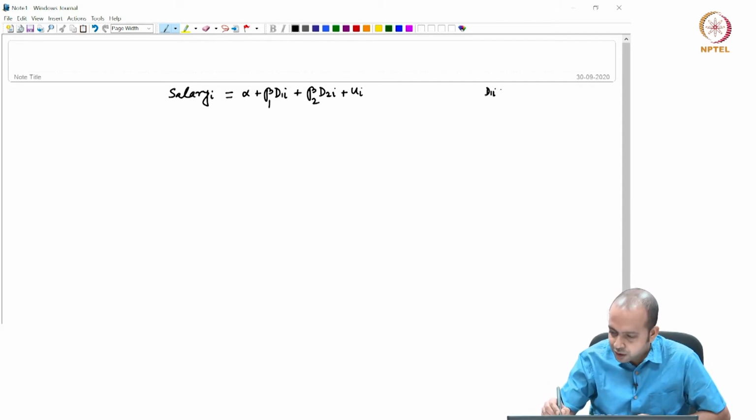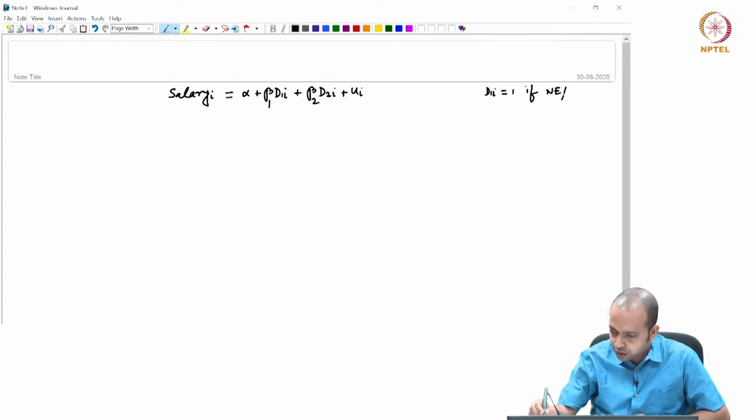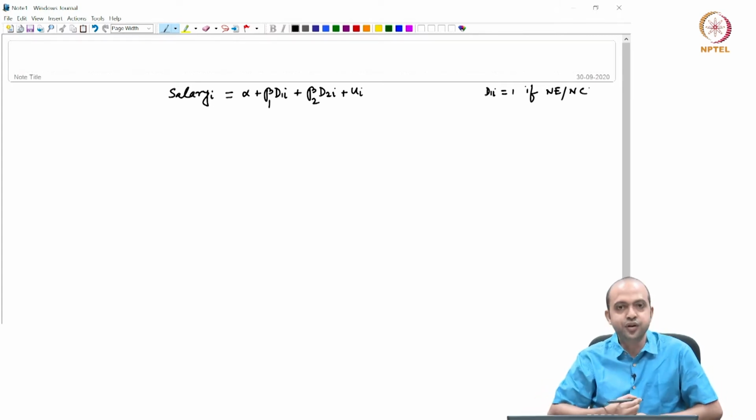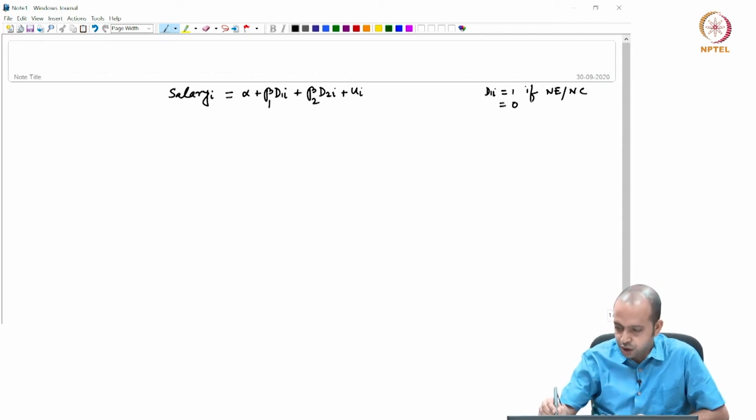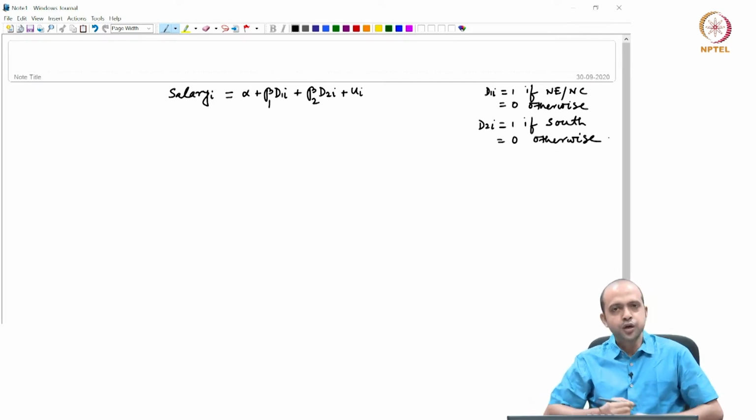D1i equals 1 if the particular ith state belongs to the northeast or north central region, 0 otherwise. Similarly, D2i equals 1 if south, 0 otherwise. Okay. We have 3 regions, that is why we have introduced 2 dummies, right.